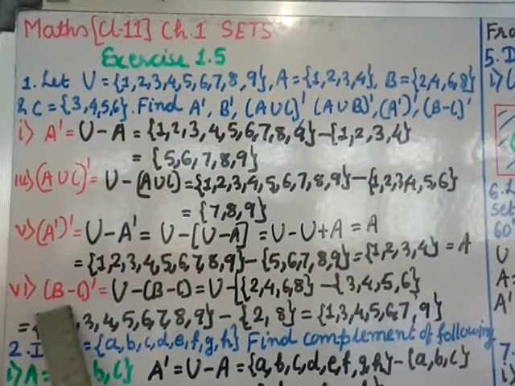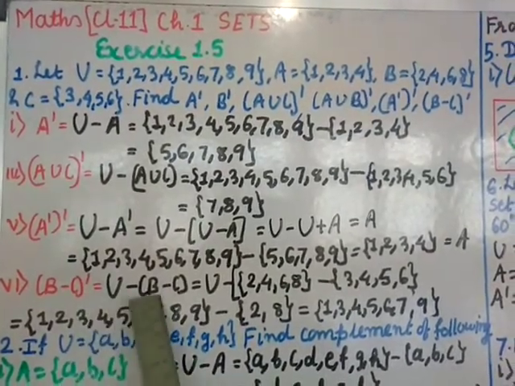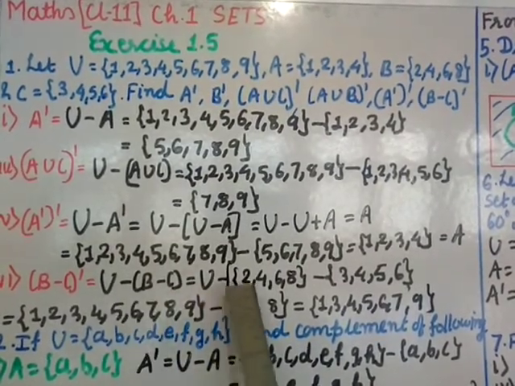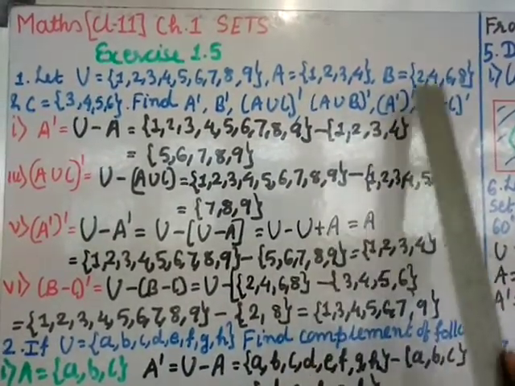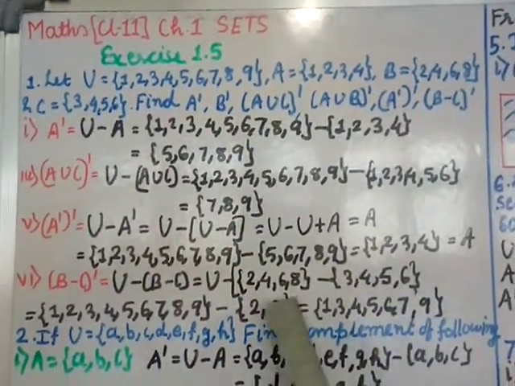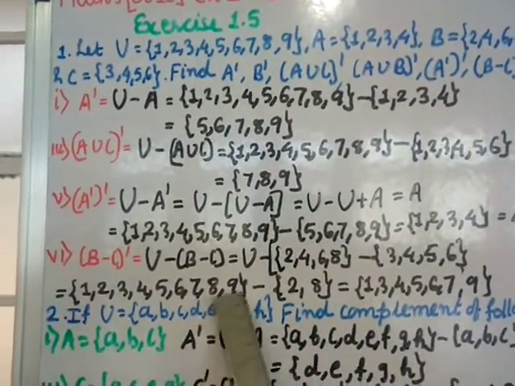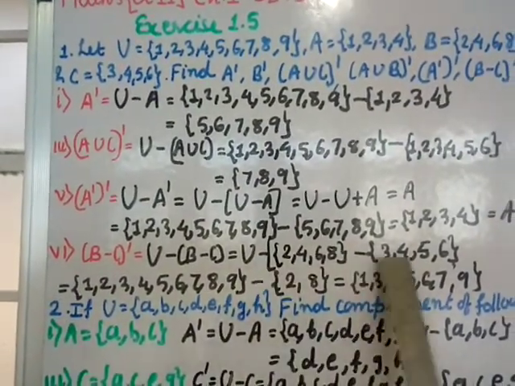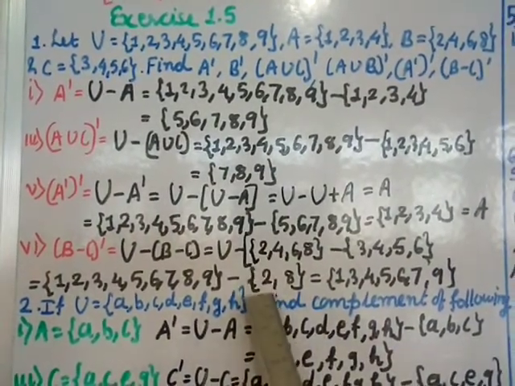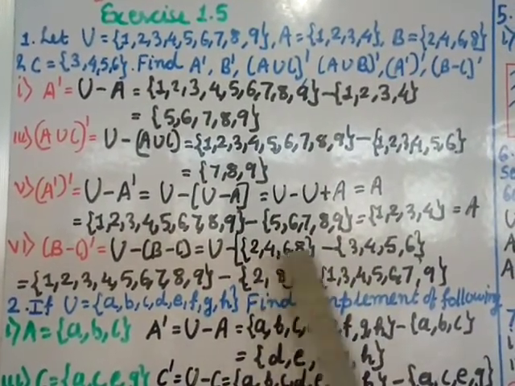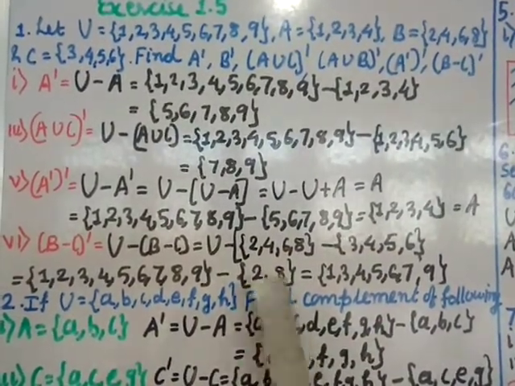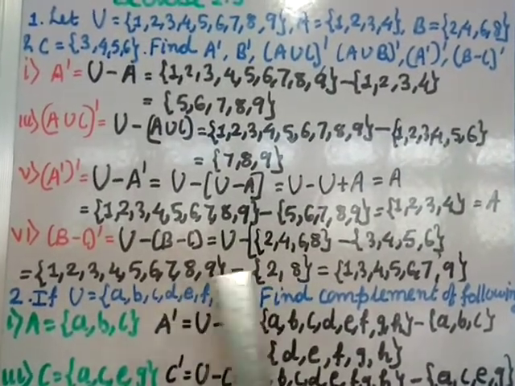Number 6, (B − C)', that is U minus (B − C). First I will find B minus C. So set B is 2, 4, 6, 8, given here, and C is 3, 4, 5, 6. So I will subtract this. From here I have to take elements of B excluding C if it is there. So 2, then 4 is there, so we don't take. 6 is there, so we will not take. 8 is not there, so we take. So 2 and 8.